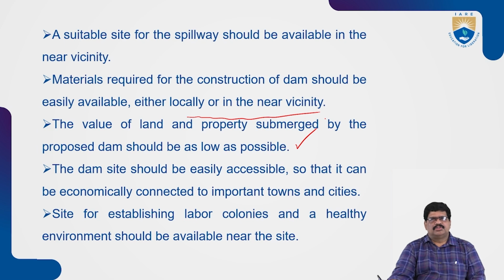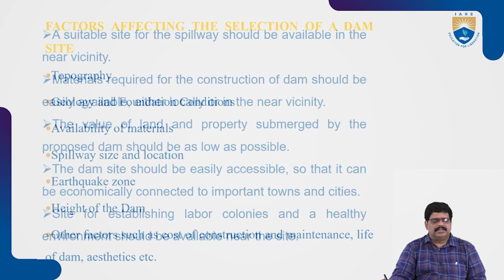Next, the dam site should be easily accessible, so that it can be economically connected to important towns, and that is very, very important. When we construct a dam, we are going to invest hundreds and thousands of crores of rupees, so the government wants maximum utilization from the particular project. So the dam should be easily accessible, and important towns and cities can be connected. Next, the site should allow establishment of labor colonies, and health and environmental facilities should be available.